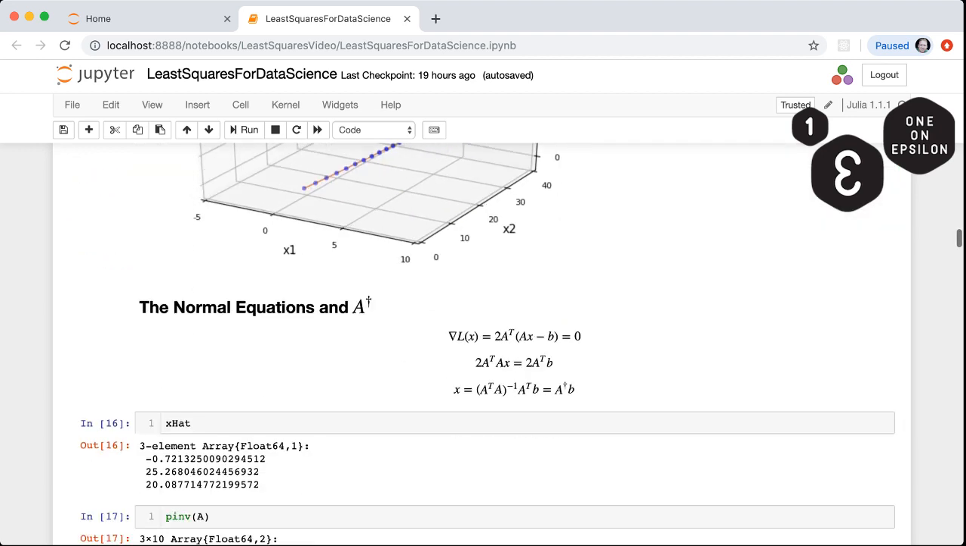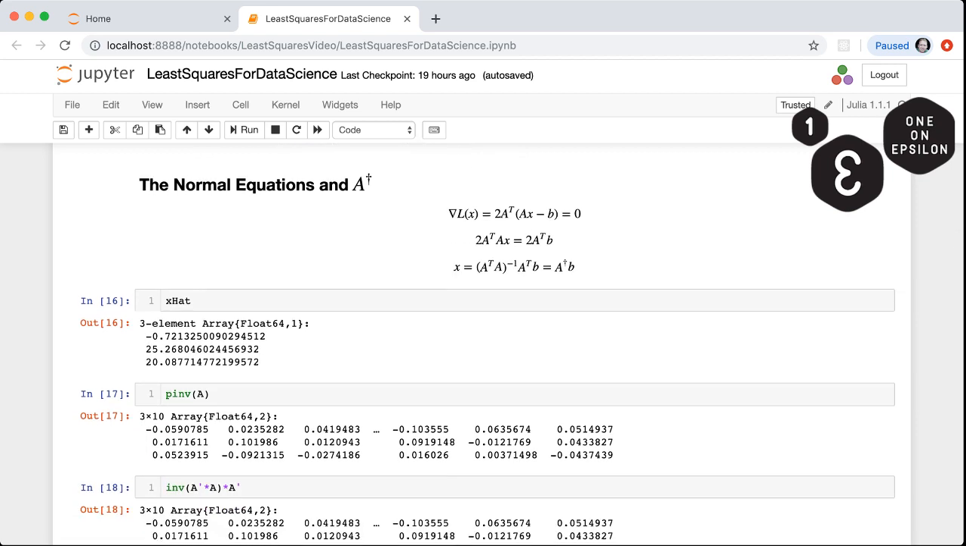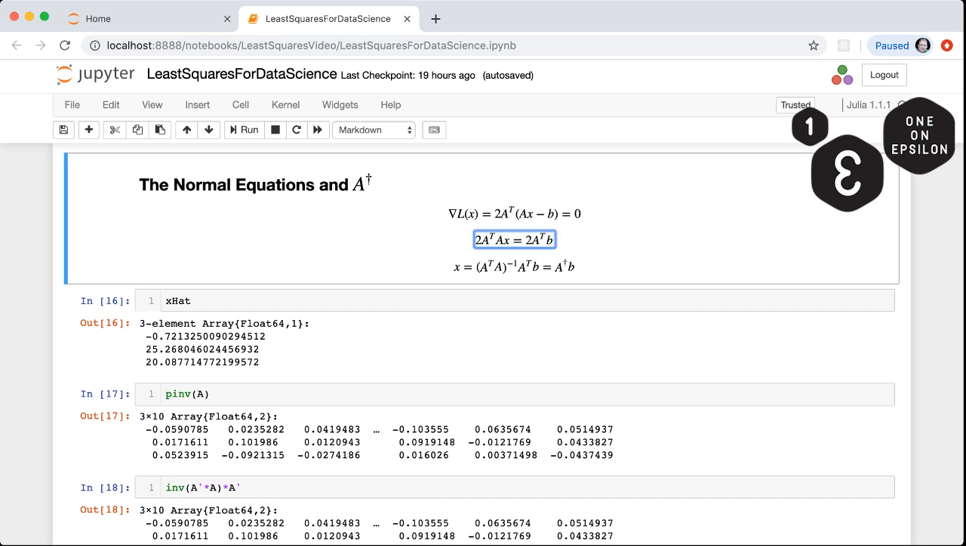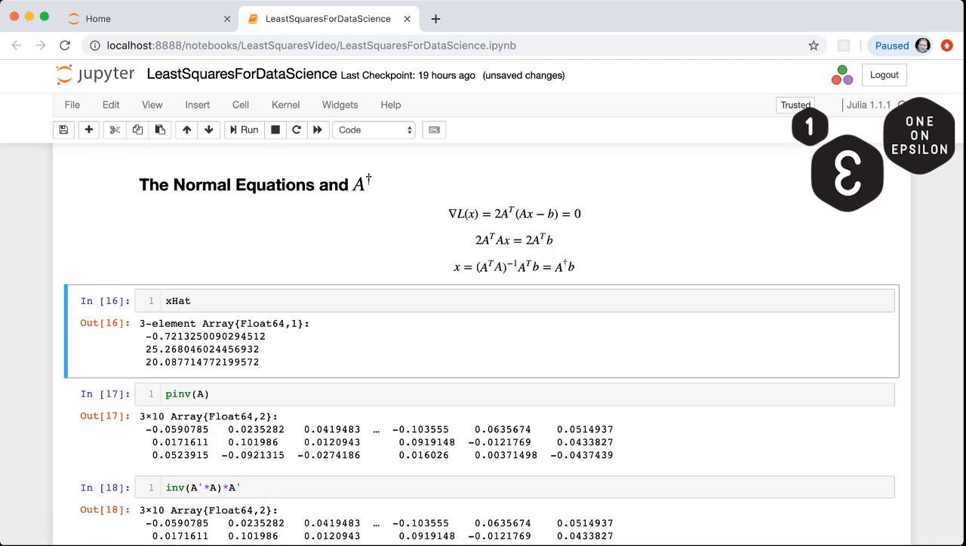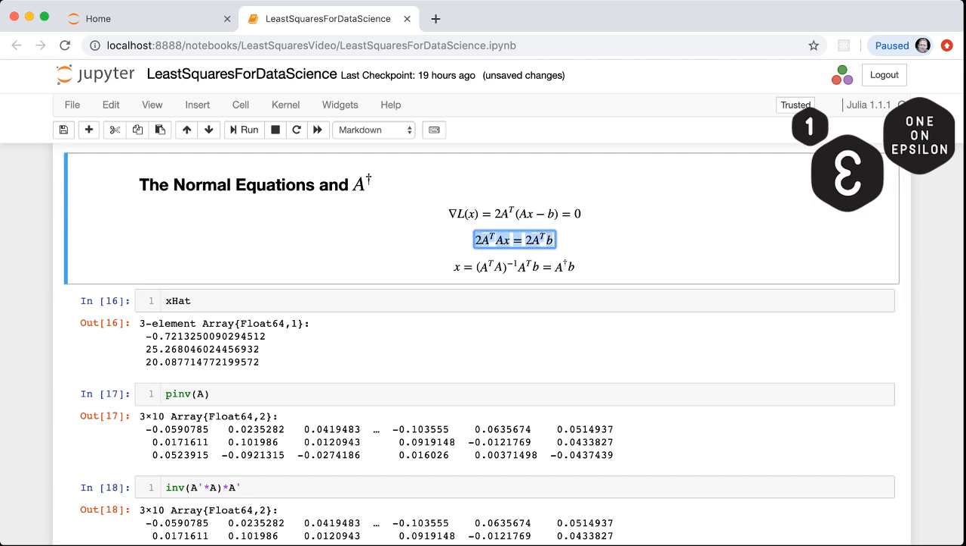Now, the standard way of considering least squares problems is by thinking about the normal equations. These can be obtained in several ways. One way is by equating the gradient to zero and then getting these equations here. There they are, the normal equations.